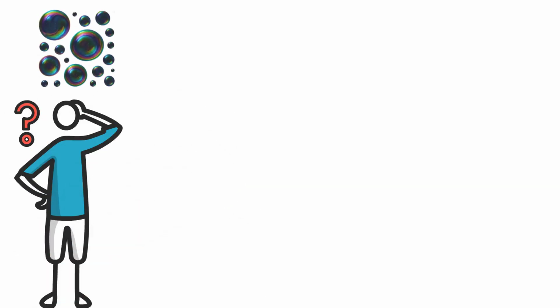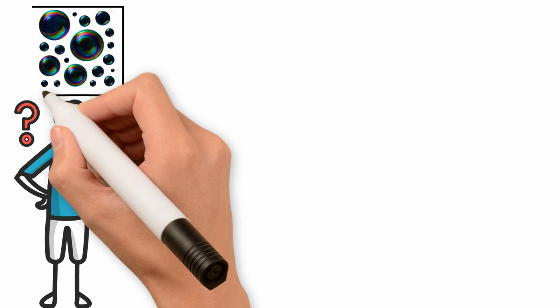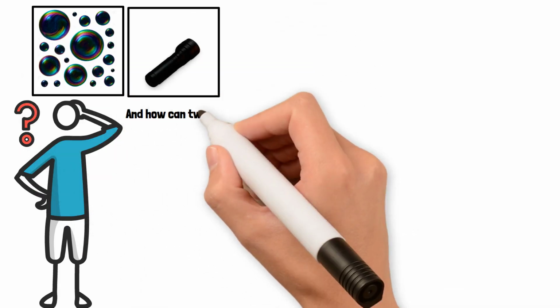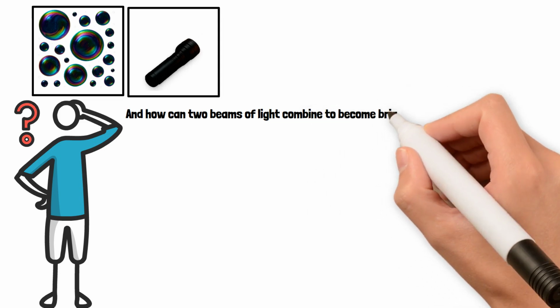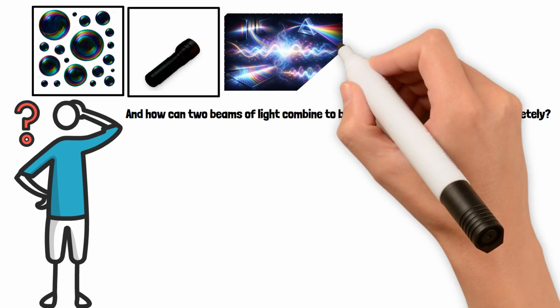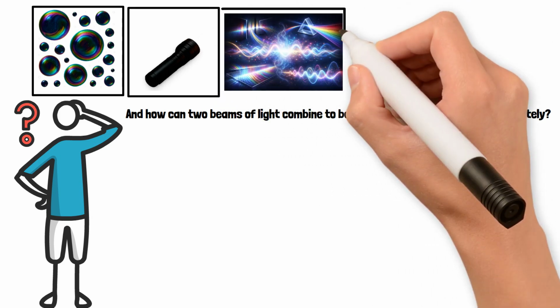Why do soap bubbles show shifting rainbow colors? Why does a laser stay sharp while a flashlight spreads out? And how can two beams of light combine to become brighter or disappear completely? All of this happens when light stops behaving like straight rays and starts acting like a wave.